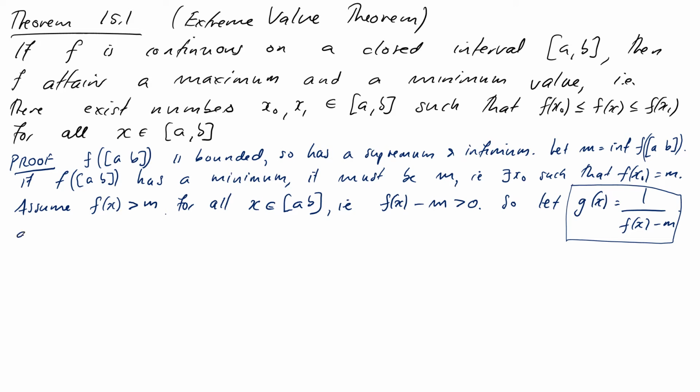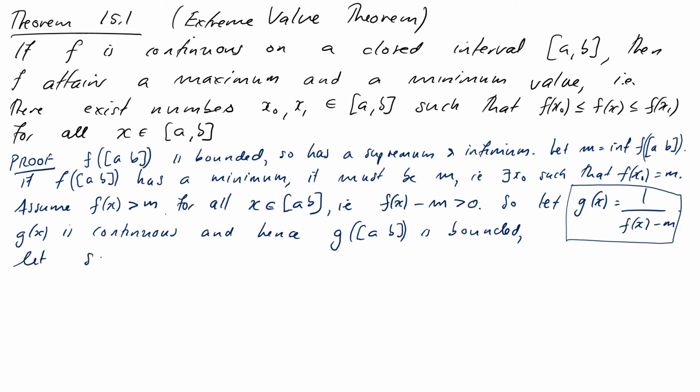So g of x is continuous, and hence g on the closed interval is bounded, because it's not going to be equal to 0 at the bottom of that fraction, so we're going to be fine. Just like we did before, this time we'll take the supremum of this set and let S be the supremum of g of [a,b]. We're taking the supremum now because we're going to flip it upside down again in a second, and that will put it back down to the minimum end again.